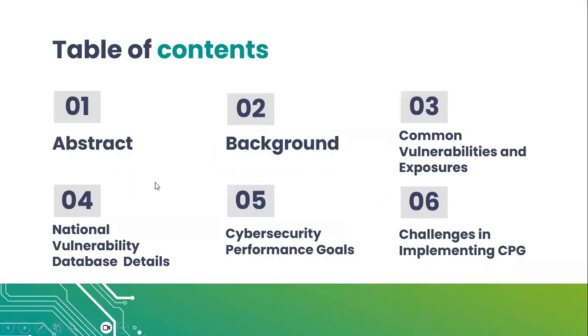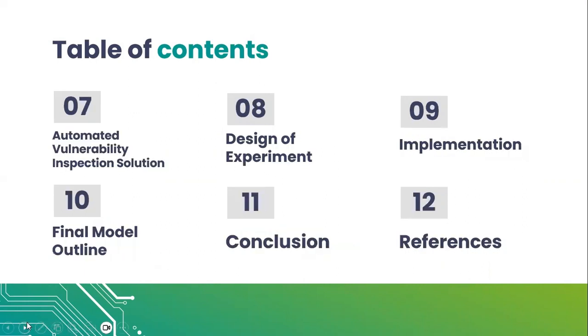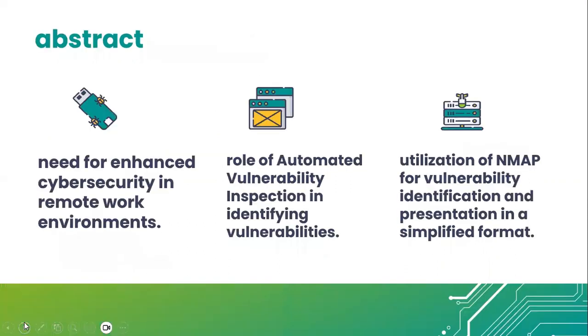So let's go through the table of contents. These are the abstract, background, the common vulnerabilities and exposures, then National Vulnerability Database details, which is also known as NVD, and then cybersecurity performance goals, challenges in implementing CPG, and then automated vulnerability inspection solutions, design of experiment, and then implementation, and then finally the final model outline, and then conclusion and the references.